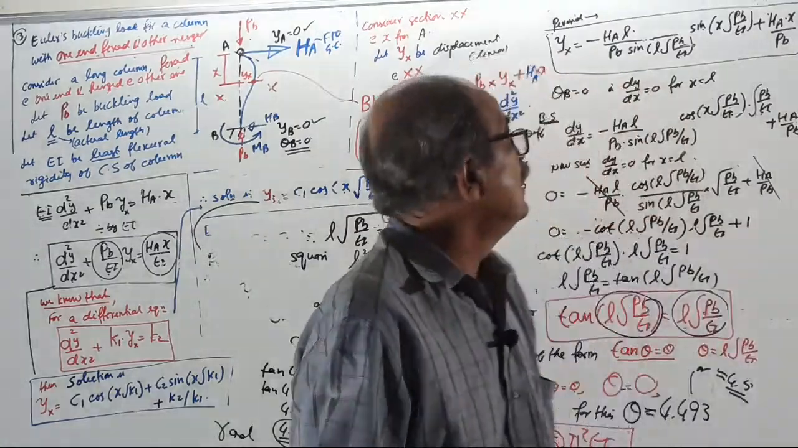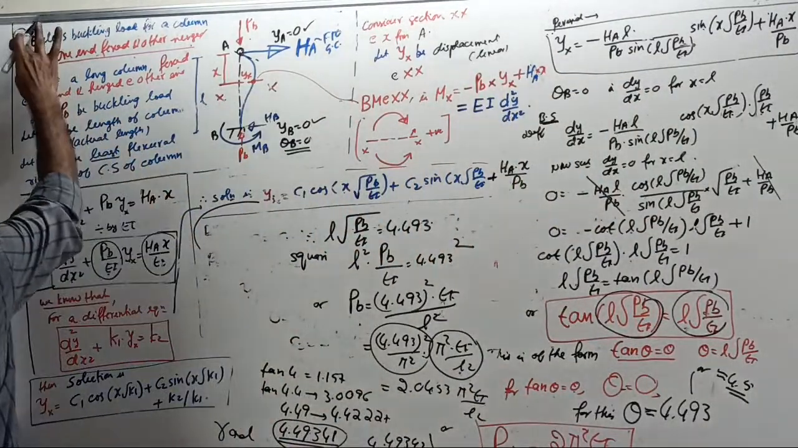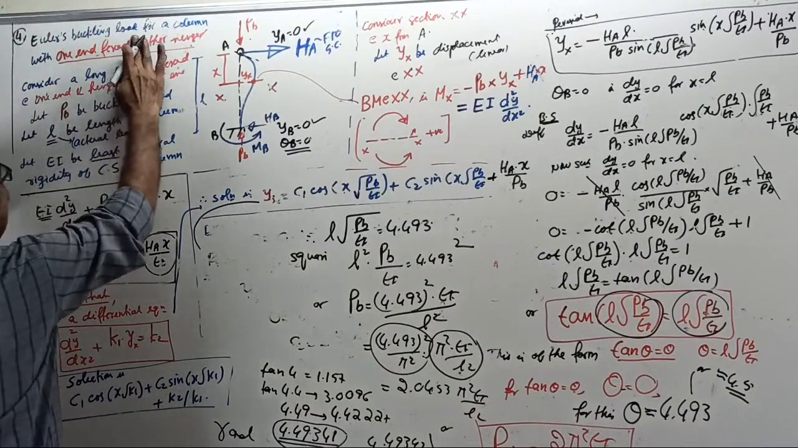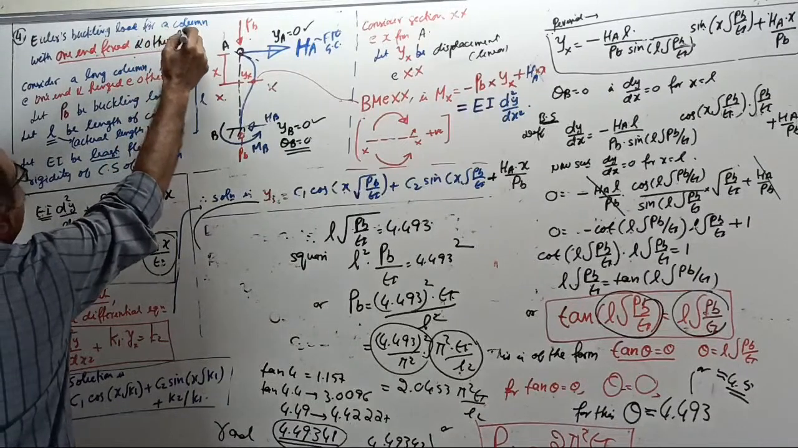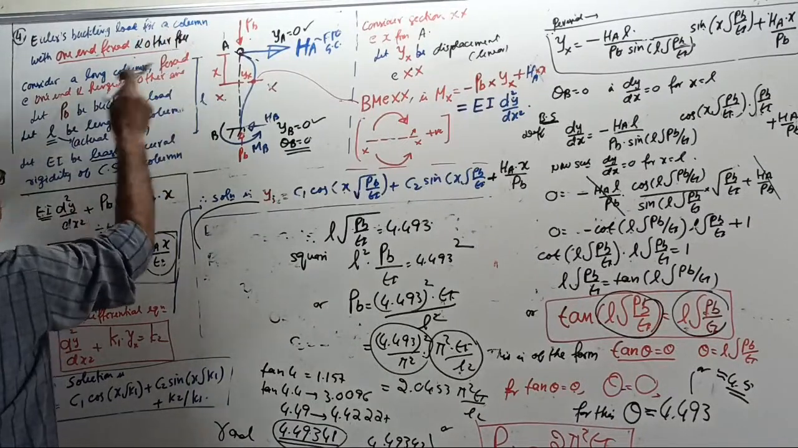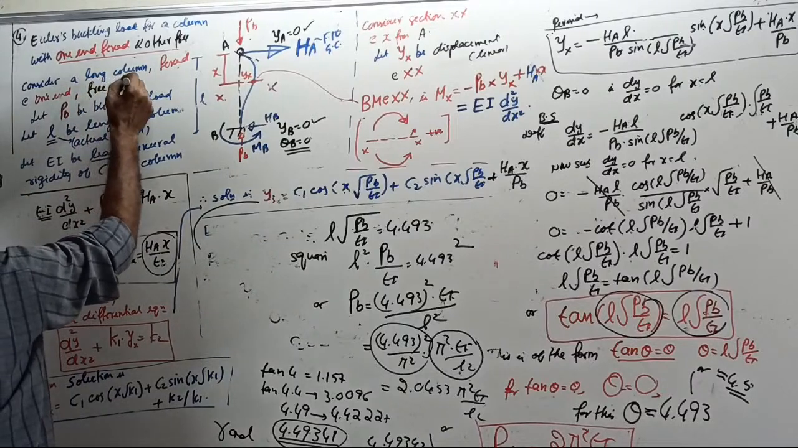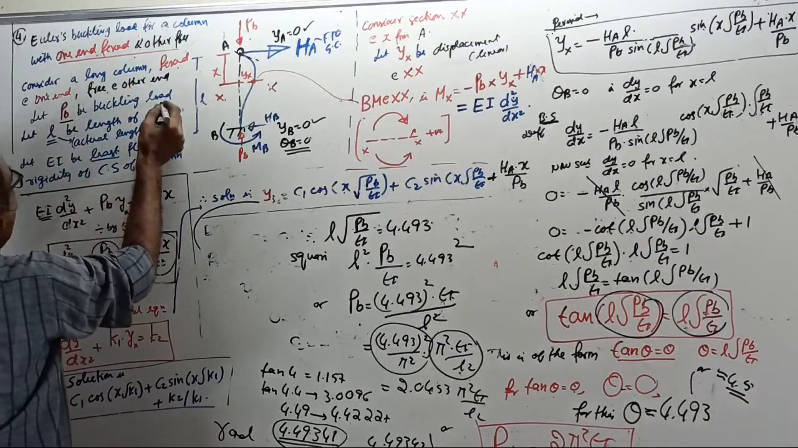Okay, now, last case. I want red color now, but black only. Fourth one: Euler's buckling load for a column with one end fixed and the other end free. Consider a long column fixed at one end and free at the other end. Let PB be the buckling load.